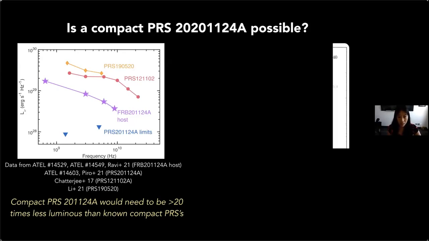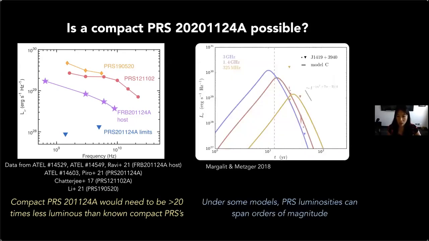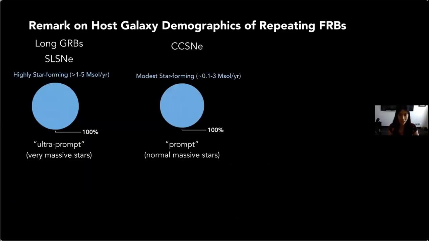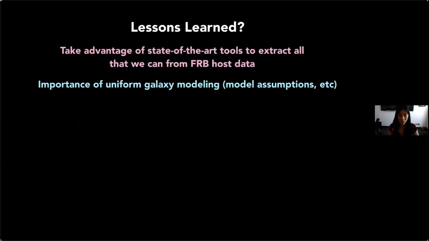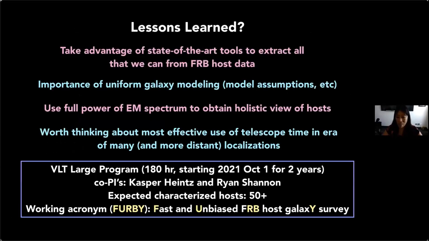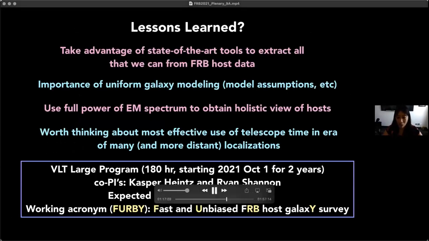But I think it's worth trying to look at models, and under certain models, PRS luminosities can in fact be time variable and span orders of magnitude. So I think this is an interesting possibility. Okay, I had a few more things, but I will just end with a couple of conclusions and advertise the VLT large program coming up that we've heard about. All right, happy to take questions.